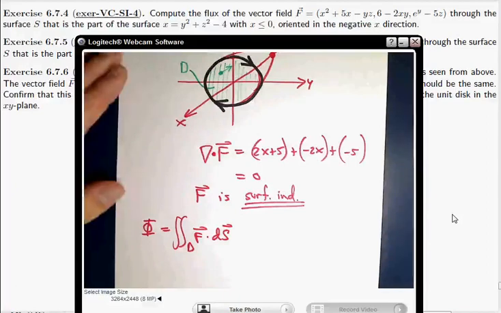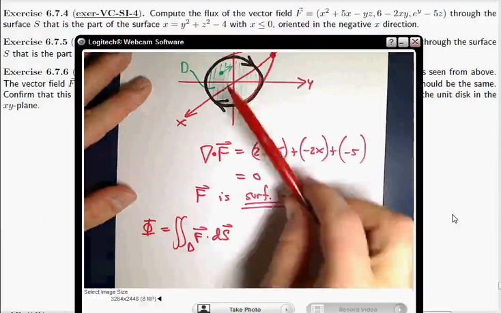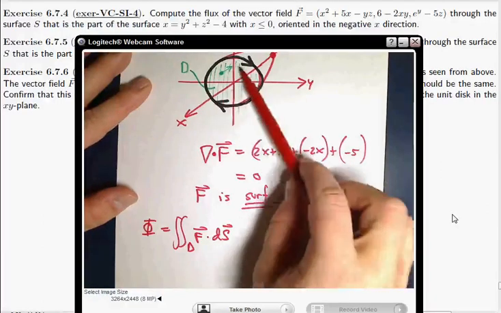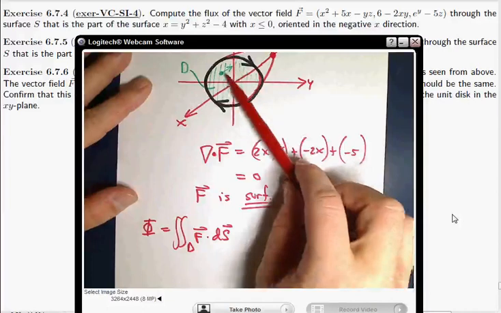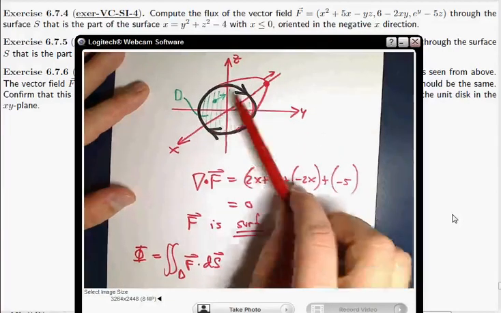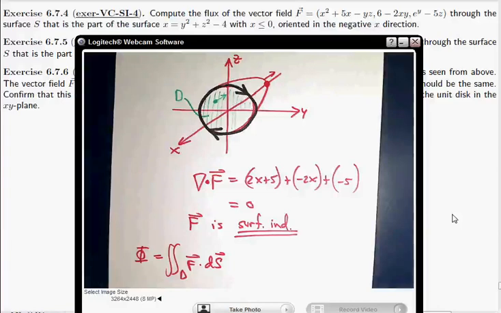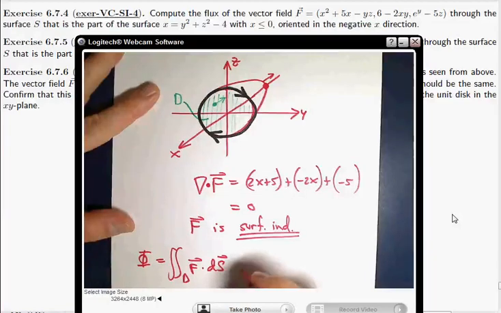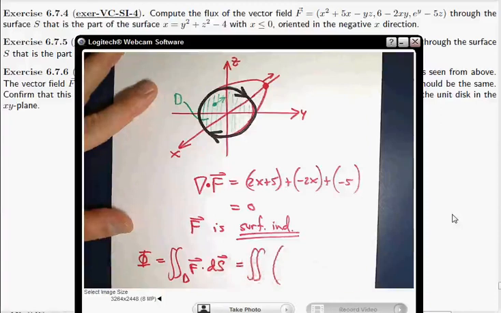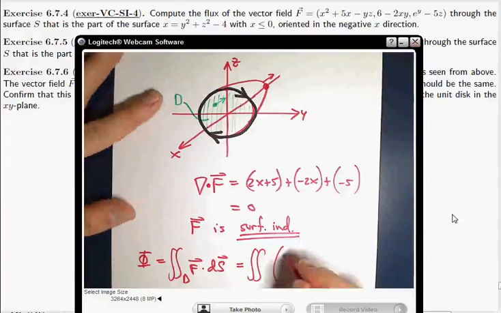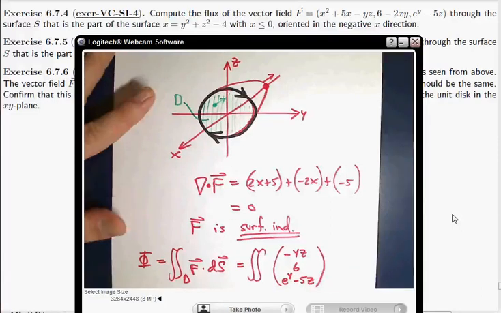But one really nice thing you notice is that on this disk, on the whole disk, x is equal to 0, because I've cleverly chosen that to be in the YZ plane. So since x is equal to 0, when you look at your vector field, it simplifies dramatically. The vector field becomes just negative yz, 6, and then I still have this annoying e to the y minus 5z thing. So that's not awesome, but anyway, it's a little improvement.